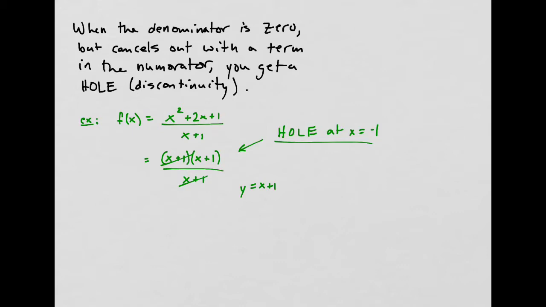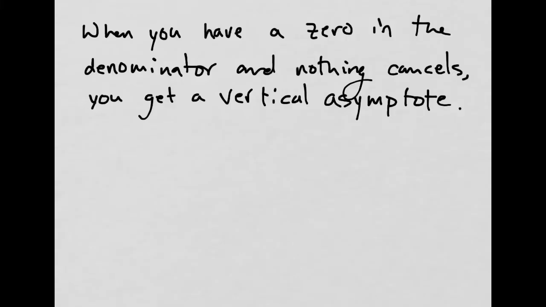If you have 0 in the denominator and nothing cancels out, then you have a vertical asymptote. So if nothing cancels out and you're asked to find the vertical asymptotes, just take the denominator and set it equal to 0. For whatever values you find, just make sure it doesn't cancel out on the top part. Then you would have a vertical asymptote at whatever x value makes the denominator 0 and the numerator not 0.